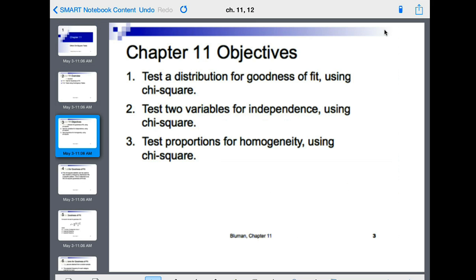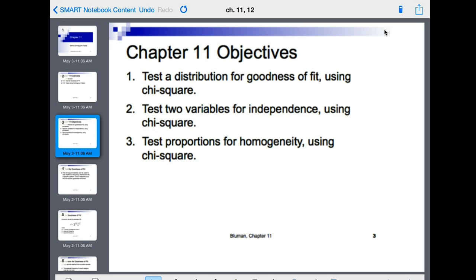The Chapter 11 objectives. Test the distribution for goodness of fit using the chi-squared. Test two variables for independence using chi-squared. And test proportions for homogeneity using chi-squared. So you'll notice we're using chi-squared on all these values here. As we go through these tests, you want to make sure you know what table to use, what equations to use, and it won't be too bad from there.